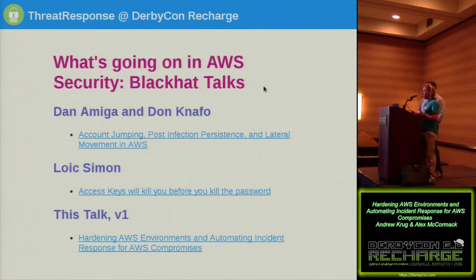Then during the summer we saw those blog articles boiled down into security research, like legitimate techniques for persisting long-term in AWS accounts, which is the first time we've really seen on stage people do things besides just mine bitcoins with compromised keys. There was a paper, Account Jumping, Post-Infection Persistence, and Lateral Movement, which we're going to get to a little later in the talk. There was also a great talk by Loic Simon called Access Keys Will Kill You Before You Kill the Password, which is all about how we don't seem to be learning from the mistakes that we made with passwords. We're still inventing new systems and storing plain text credentials on disk, which is how your AWS keys get stored. And then there was this talk, which you're in a version of now.